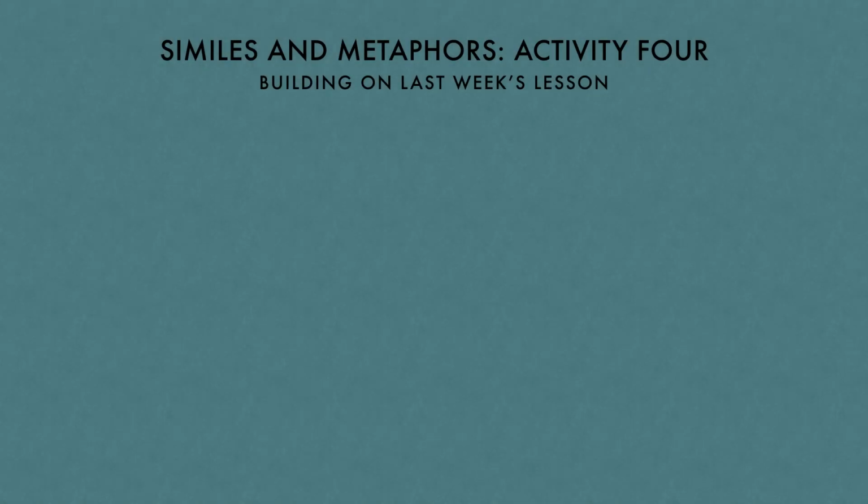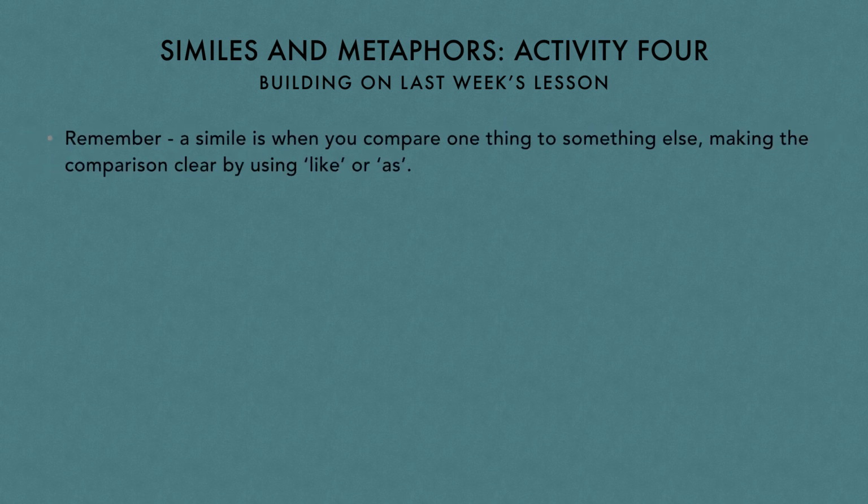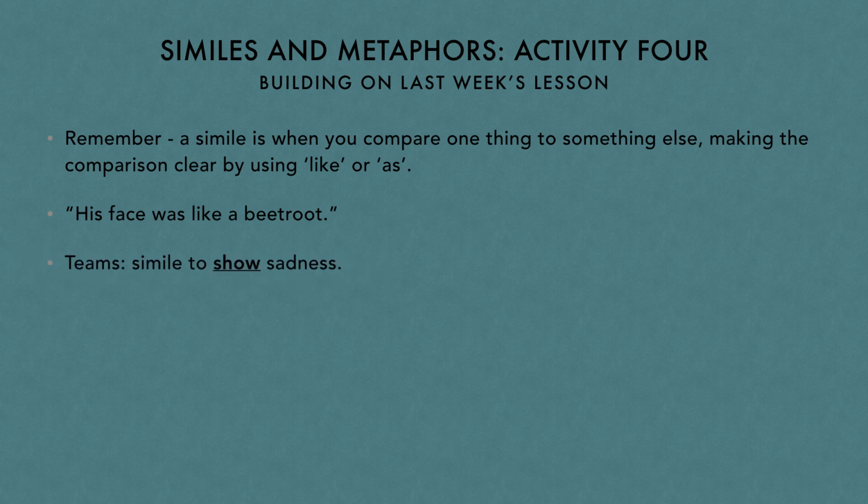Right, we're moving on to our fourth activity, and this is where we're going to build on the stuff we learned last week about similes and metaphors. So just as a reminder, a simile is when you compare one thing to something else, making the comparison clear by using like or as. His face was like a beetroot. What I want you to do is go onto your class team, distance learning questions, and type in one simile to show sadness. Remember, the more we have on our team, the more inspiration we can give others. Okay? So go into your class team distance learning questions, and type up a simile that shows sadness.